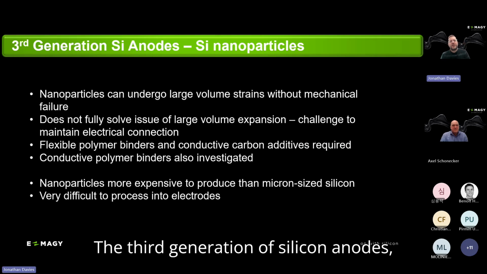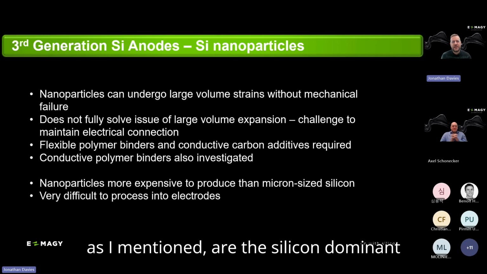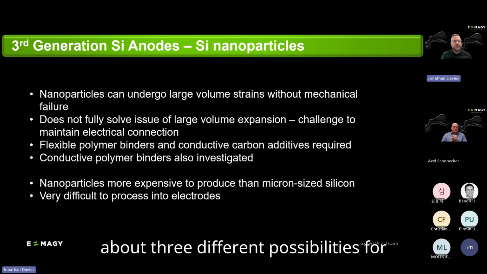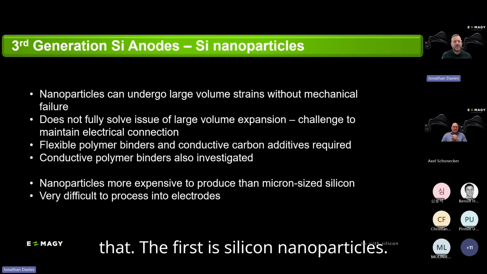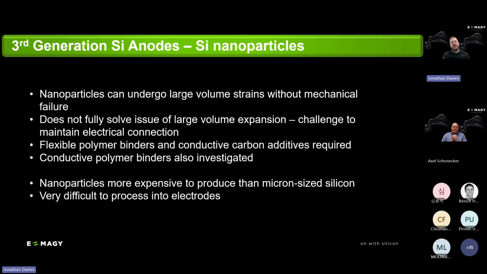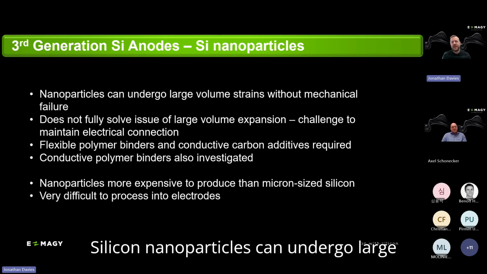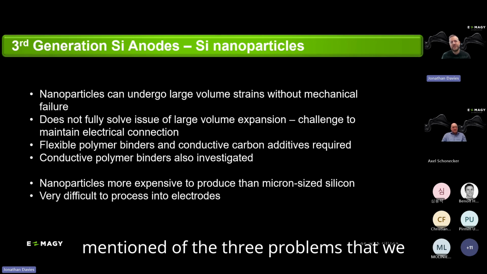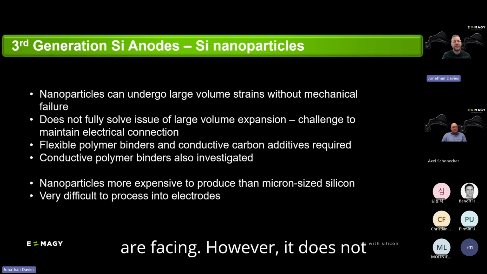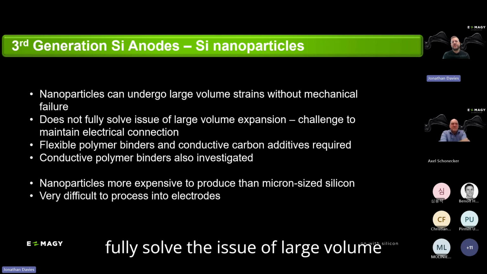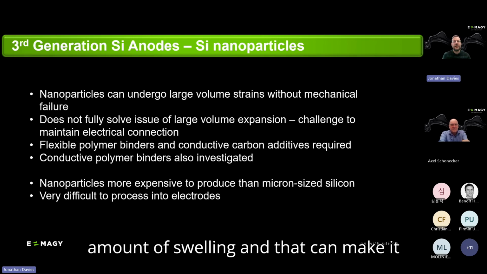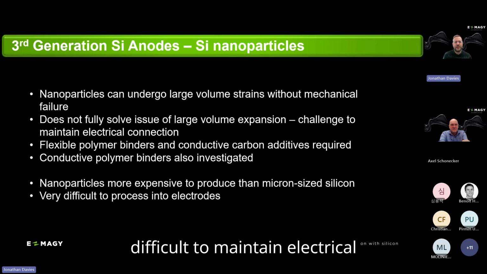The third generation of silicon anodes, as I mentioned, are the silicon dominant systems. I'll talk about three different possibilities for that. The first is silicon nanoparticles. Silicon nanoparticles can undergo large volume strains without mechanical failure, which solves the first issue mentioned of the three problems that we are facing. However, it does not fully solve the issue of large volume expansion. So you still have a large amount of swelling, and that can make it difficult to maintain electrical connection.